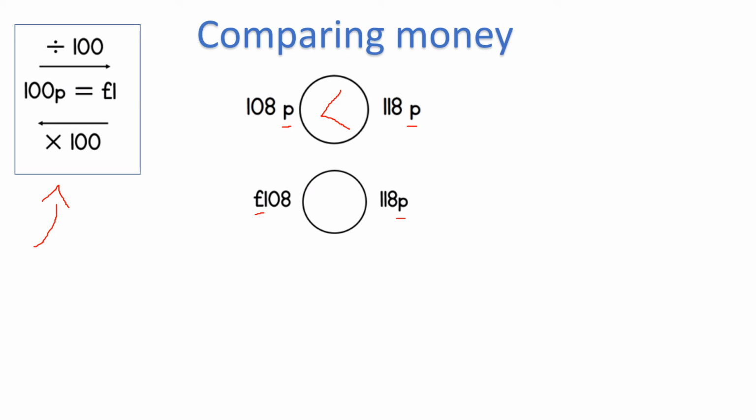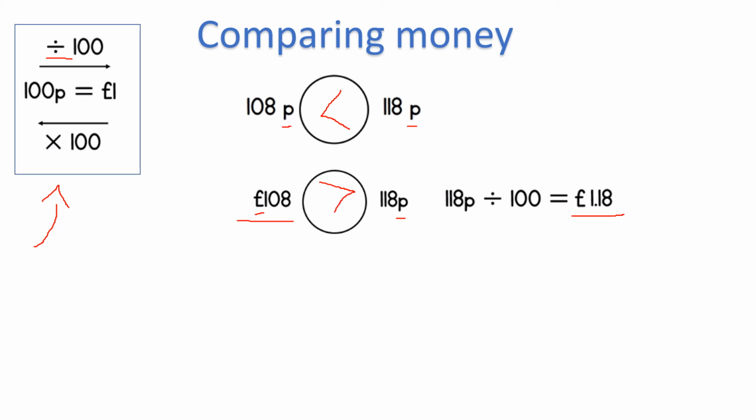So what do we do when we convert pence to pound? We have to divide by 100. So 118 divided by 100 equals £1 and 18 pence. So now we have both of the values in pound, which should make it easier for us. Which one's greater, 108 pounds or £1 and 18 pence? 108 pounds is much greater.